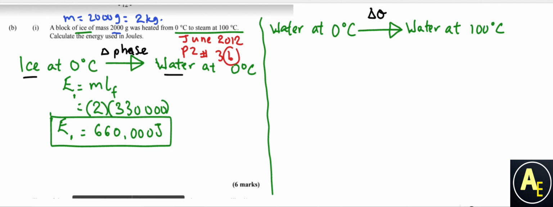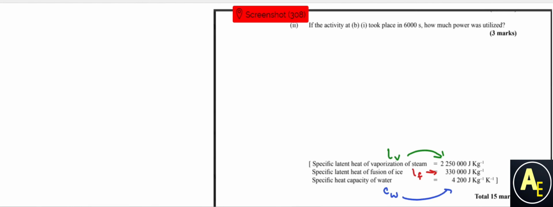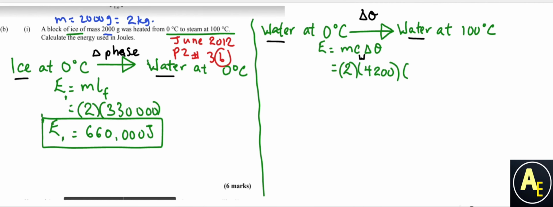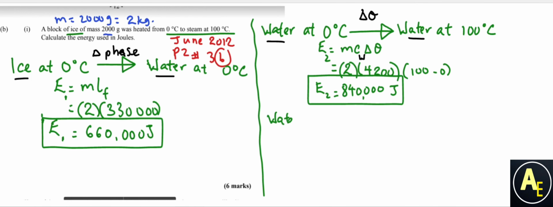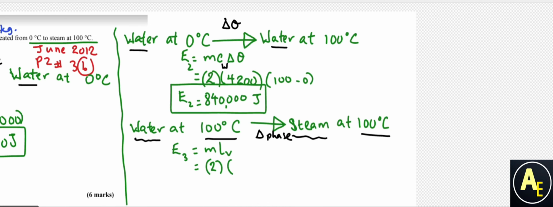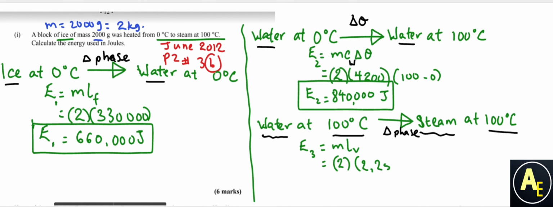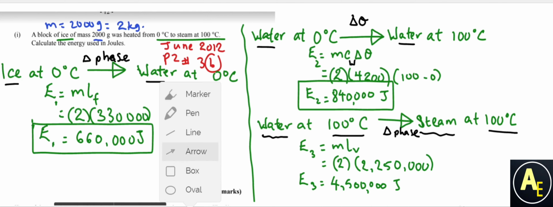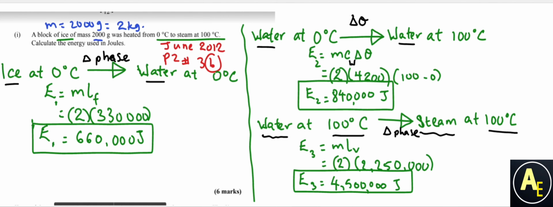The next stage involves a change in temperature, where water is allowed to raise its temperature from 0 to 100 degrees Celsius. Our equation therefore is E equals mc delta theta, giving us a value as shown below. Now it's important to note that the change in temperature is 100 minus 0. Finally, we reach the point where water at 100 degrees Celsius changes to steam at also 100 degrees Celsius, involving a change in phase where water changes into steam. 100 degrees Celsius being, of course, the boiling point of water.